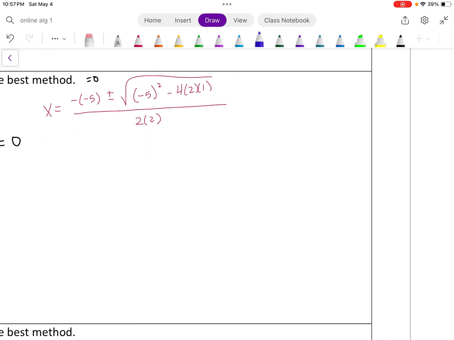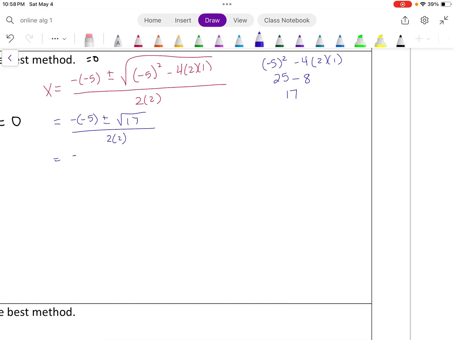All right, well, I like to do the part under the radical first. So I'm just going to think about negative 5 squared. Remember, this is our discriminant. Well, negative 5 squared is 25. 4 times 2 times 1. 4 times 2 is 8. 8 times 1 is 8. 25 minus 8 would be 17. Okay, so my discriminant, which remember is the part under my radical, that's just 17. All right, let's rewrite that with the square root of 17.